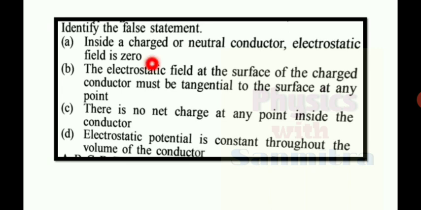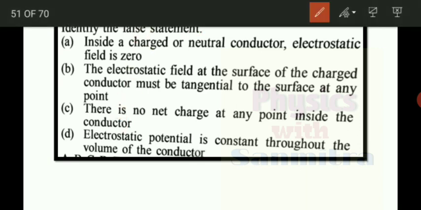Moving on to the next question. Identify the false statement. Inside a charged or neutral conductor, the electrostatic field is 0. The electrostatic field at the surface of the charged conductor must be tangential to the surface at any point. There is no net charge at any point inside the conductor. Electrostatic potential is constant through the volume of the conductor. Now just see here, this is a statement. We have to identify the false statement, and the statements are related to the properties of a conductor.